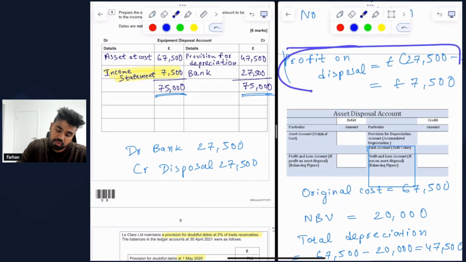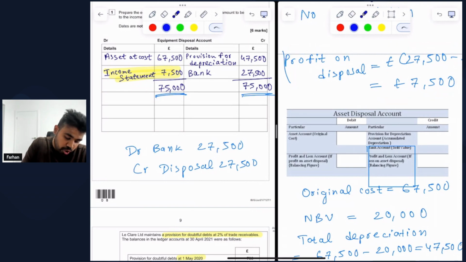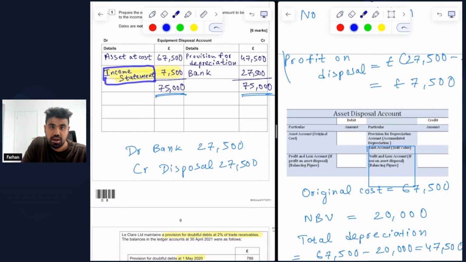Okay, so this profit on disposal of £7,500 is being shown here on the debit side, which is the amount that we need to show in the income statement under other income as the profit on disposal of £7,500. And then both sides should be even with £75,000 as the final balance.